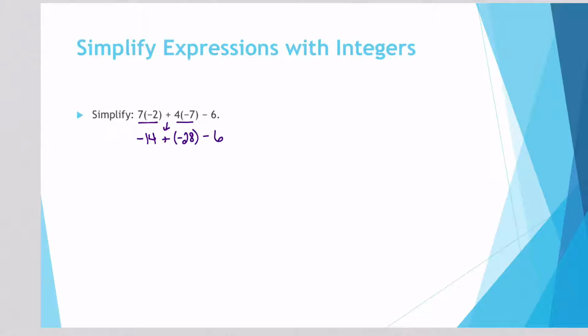According to the order of operations, we work this in order from left to right. So negative 14 plus negative 28. Whenever we're adding and the signs are the same, you add and you keep that sign. So this turns into negative 42 minus 6. On this part we can do change. So really that's negative 42 plus negative 6, which is negative 48.